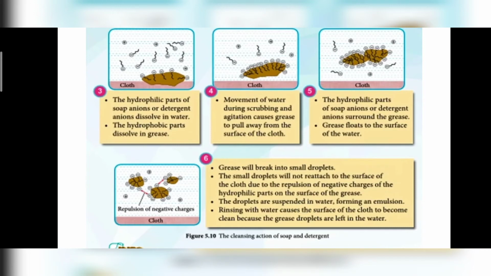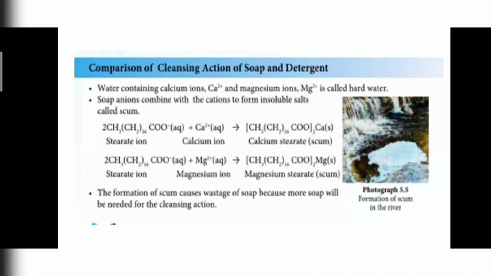Okay. So bila kita bilas pakaian itu, rinsing the surface of the cloth, okay, to become clean, so the grease droplets are left in the water lah. Okay. So begitulah cara the cleansing actions of soap and detergent. So now we want to compare the cleansing actions of soap and detergent.